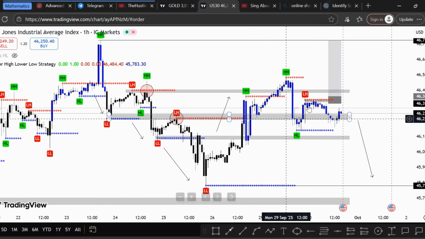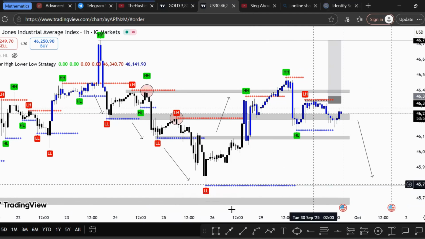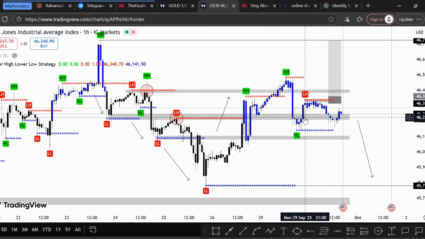And now this is 1 hour. This is what 1 hour is telling you. As much as you are bearish on the 4 hour, you are also bullish on the 1 hour. You understand? So that's some of the things you want to look at, identify, and try to check if those time frames are in correlation, right?